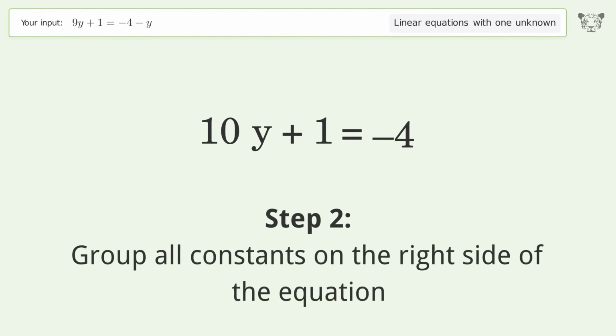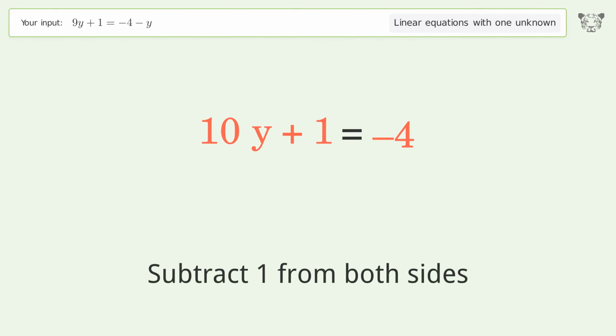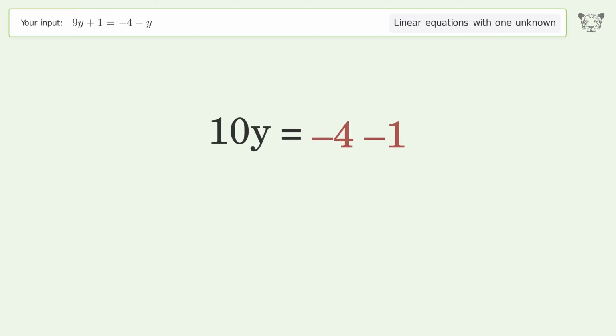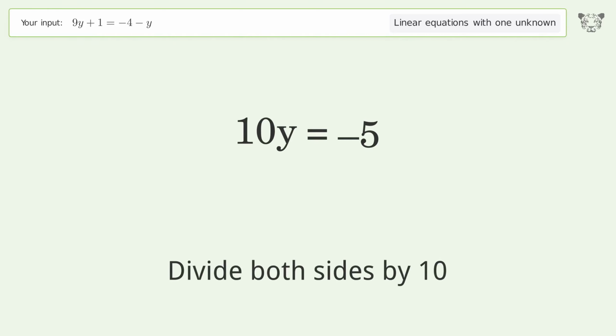Group all constants on the right side of the equation. Subtract 1 from both sides. Simplify the arithmetic. Isolate the y. Divide both sides by 10.